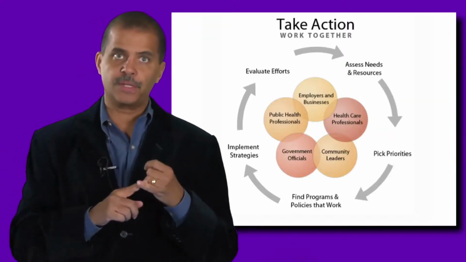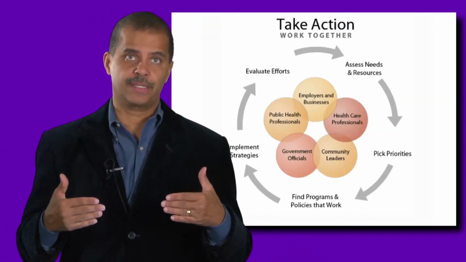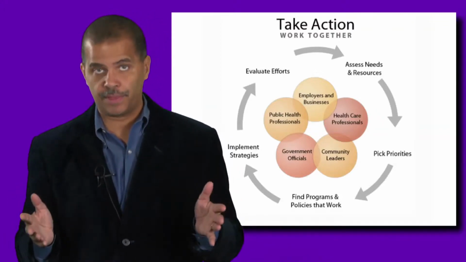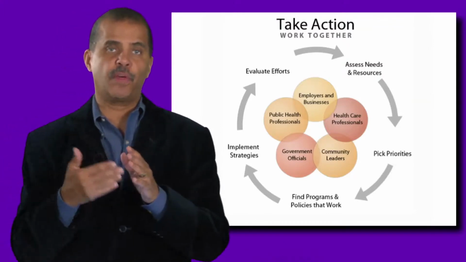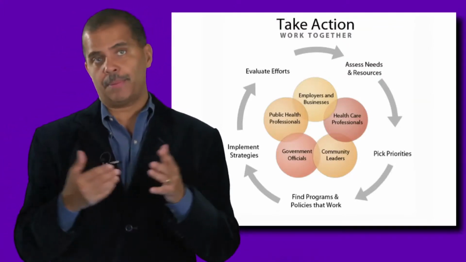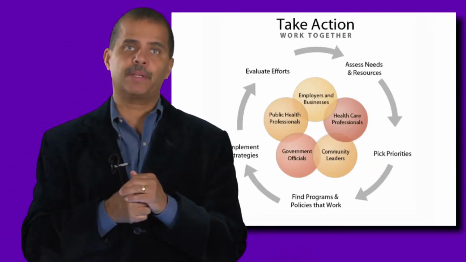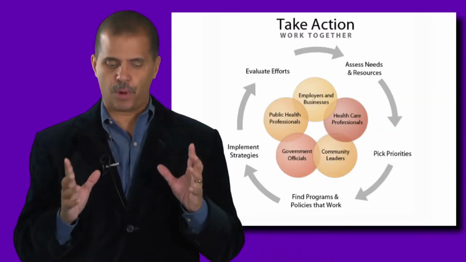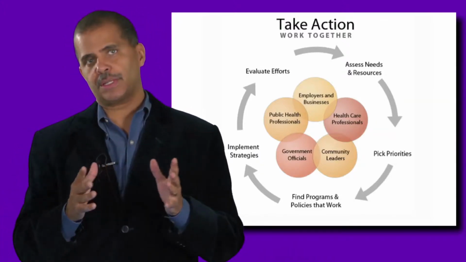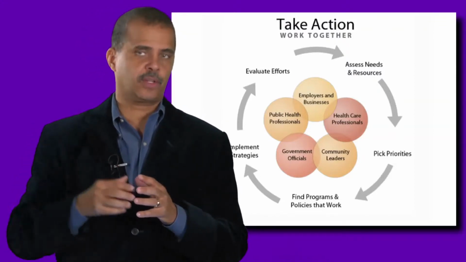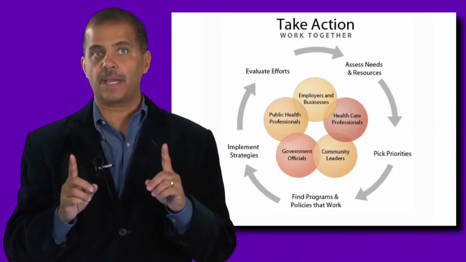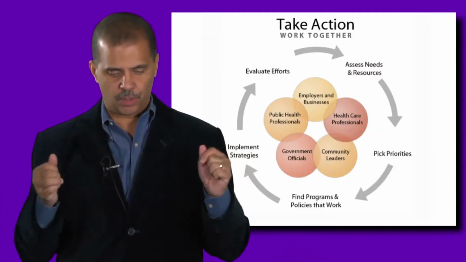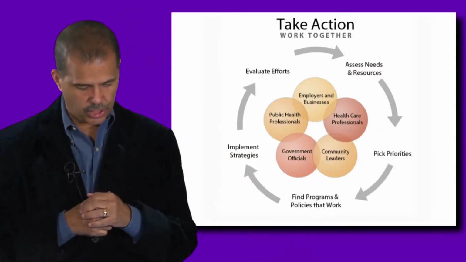So what do you do? First step, assess needs and resources. Conduct what I call a community asset map. Pick priorities. Can't do everything. So you may want to look at priorities for those that have the greatest impact on mortality, maybe the greatest impact on morbidity, maybe the greatest impact on cost or utilization. Then you want to, keyword here, find programs and policies that work. So do some benchmarking within your own community or outside your community. Even look for best practices abroad. Then you want to implement strategies, test them out to see whether they're achieving your goals. And that's all part of the evaluation effort.